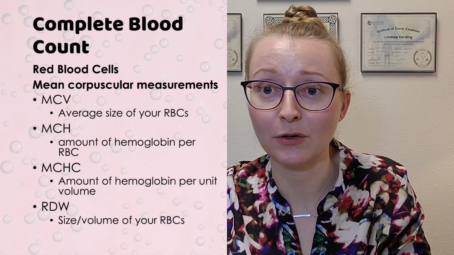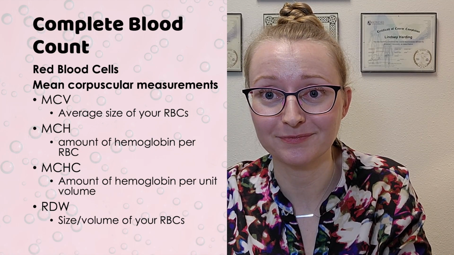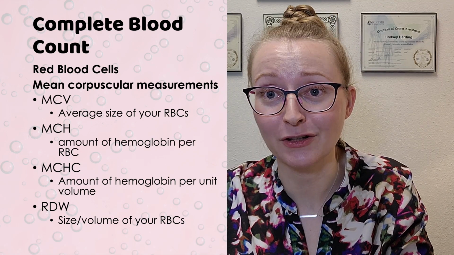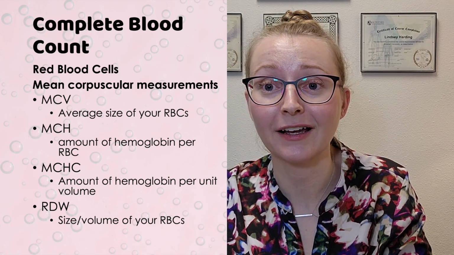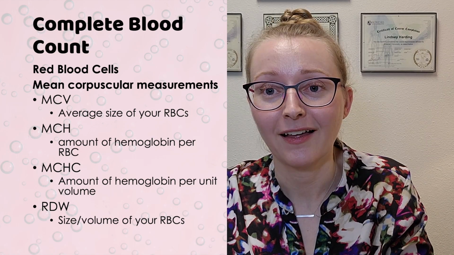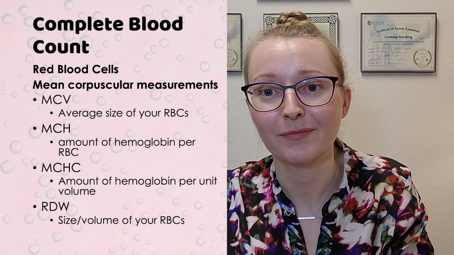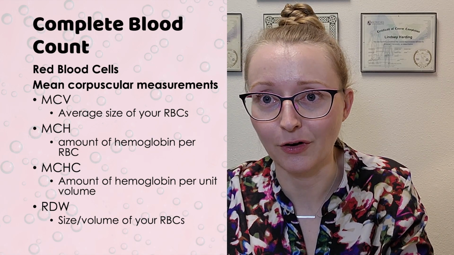Your MCV is your mean corpuscular volume. This is the average size of your red blood cells. Your MCH is your mean corpuscular hemoglobin, and this is the amount of hemoglobin per red blood cell. Your MCHC is your mean corpuscular hemoglobin concentration. This is the amount of hemoglobin in the volume of red blood cells, so very similar. Your RDW is your red blood cell distribution width. So this is the size or the volume of that cell. All of these markers are very, very helpful in diagnosing anemia and the type of anemia.